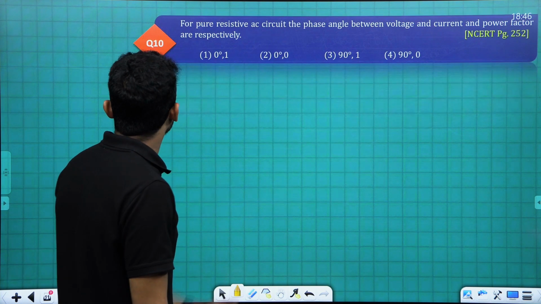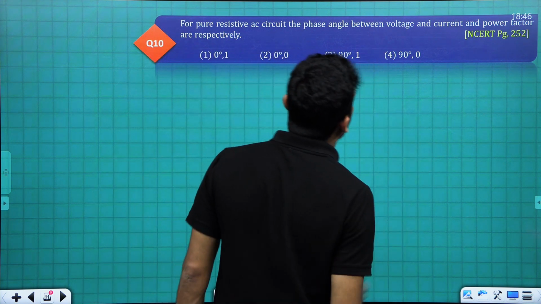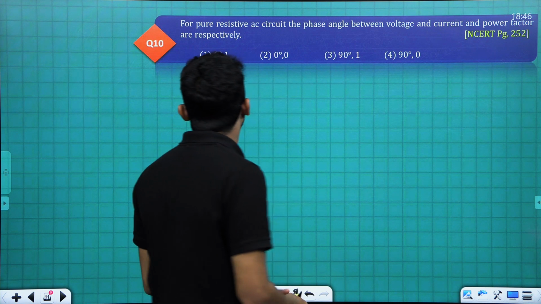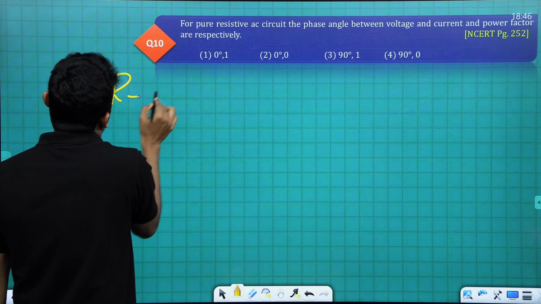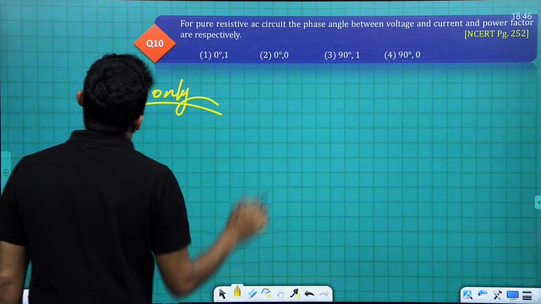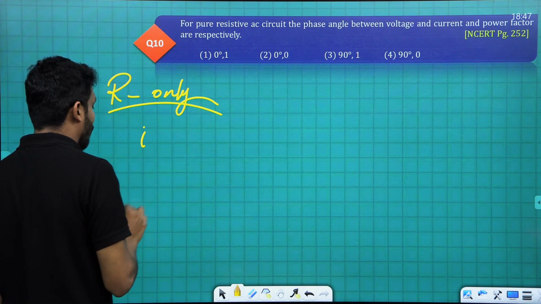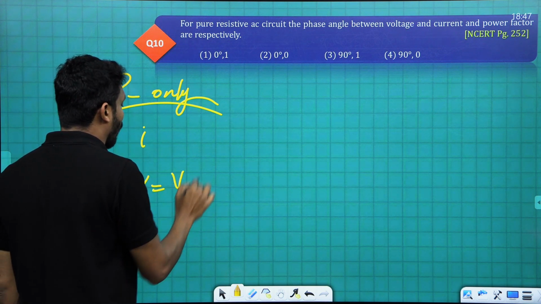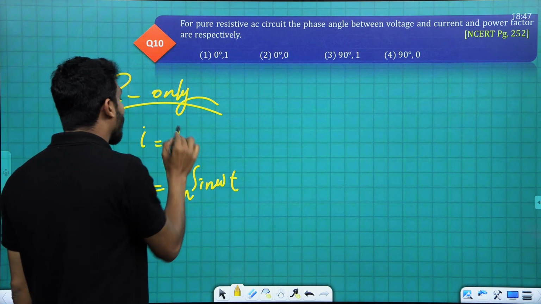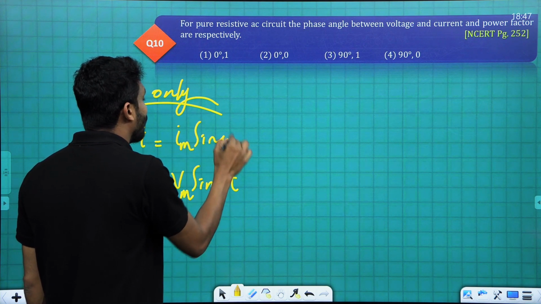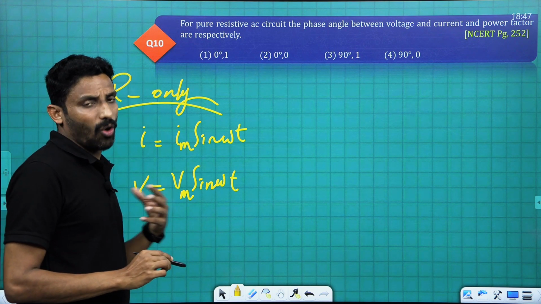The next one. For pure resistive AC circuit, the phase angle between voltage and current and power factor are respectively. Pure resistive AC circuit, that is R only circuit. In the case of R only circuit, the current and voltage are in the same phase. We are applying voltage Vm sin omega t. Suppose we are applying this alternating voltage, then we get the current as Im sin omega t.